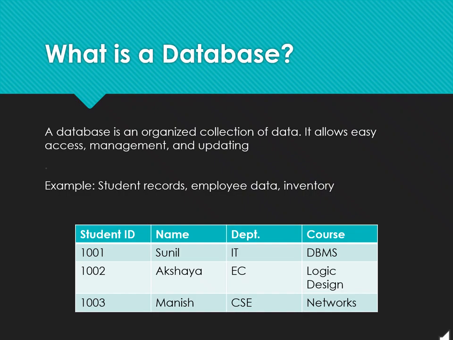Examples: student record, employee data, inventory. The below table shows the student record with the following columns: student ID, name, department and course.